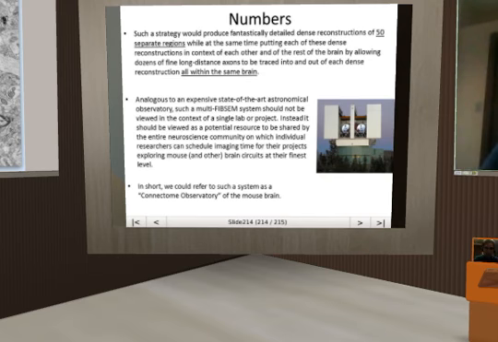So analogous to an expensive state-of-the-art astronomical observatory, such a multi-FIB-SEM system should not be viewed in the context of a single lab or a single project. Instead, it should be viewed as a potential resource to be shared by the entire neuroscience community, on which individual researchers can schedule imaging time for their projects exploring the mouse brain and, of course, other brain circuits at their finest level. In short, we could refer to such a system as a Connectome Observatory of the mouse brain.